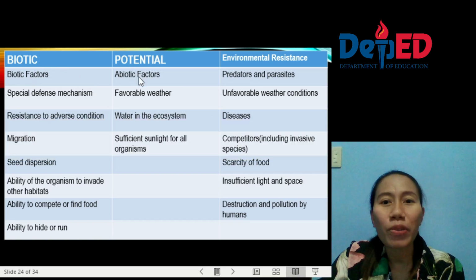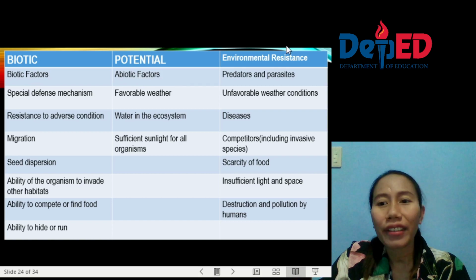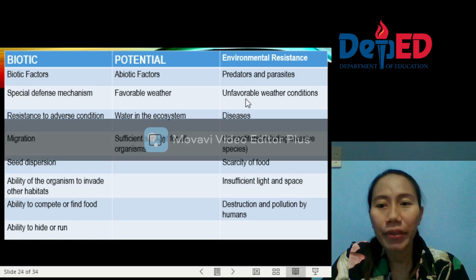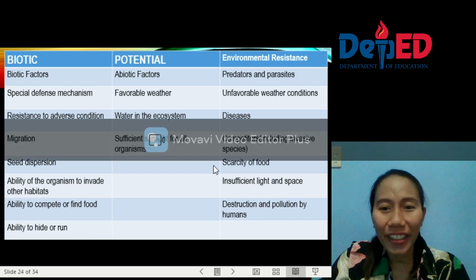Now let's move on to environmental resistance. So under environmental resistance, you have predators and parasites, unfavorable weather conditions, diseases, competitors, including invasive species, scarcity of food, insufficient sunlight and space, destruction and pollution caused by humans. Okay, do you get the idea, learners? Very good. That's great that you get the idea.